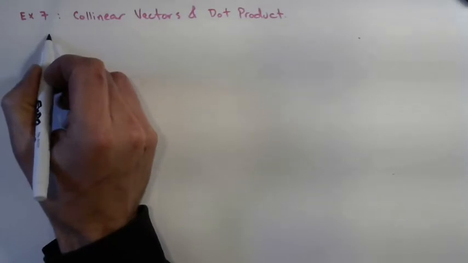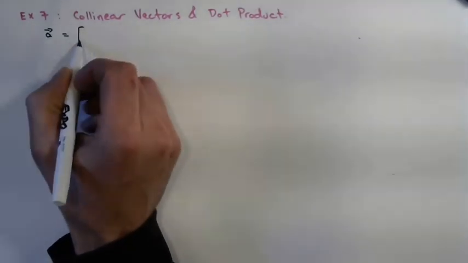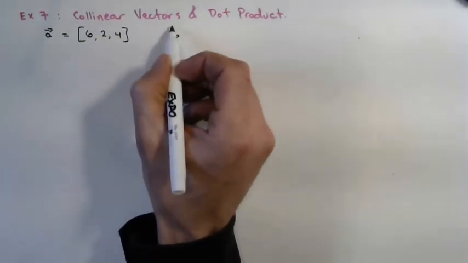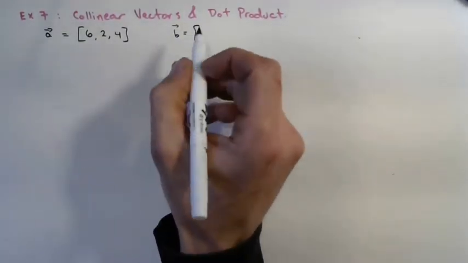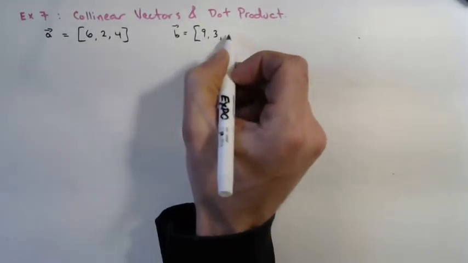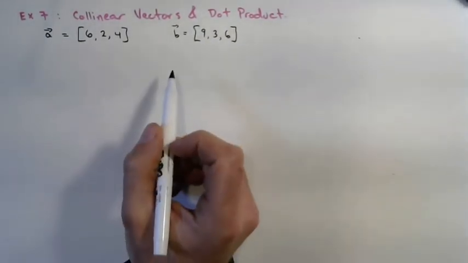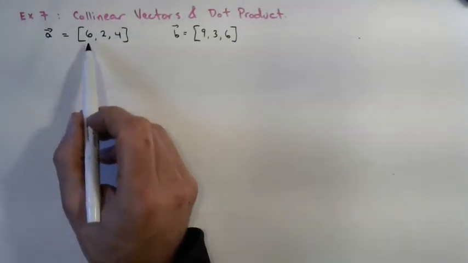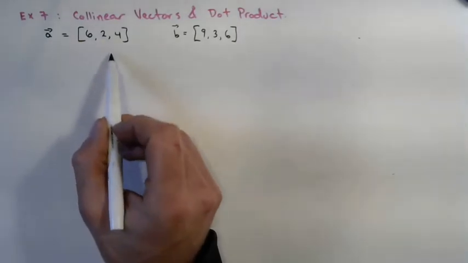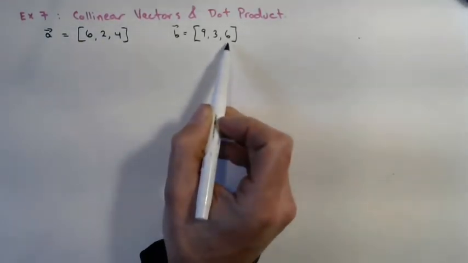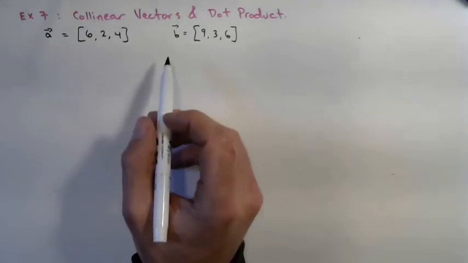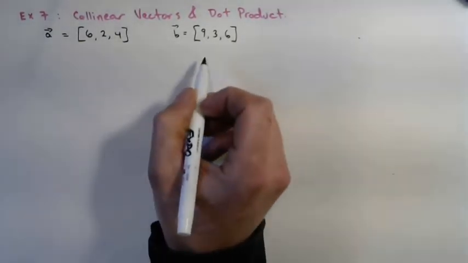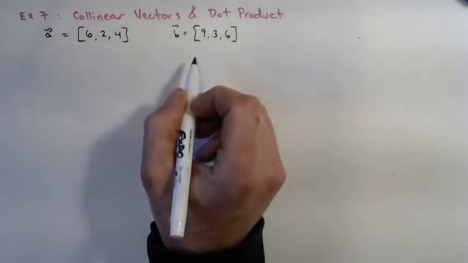So we're going to be given vector A, 6, 2, 4, and vector B, which is 9, 3, 6. We can just do a double check right here. If I take 6 and multiply it by 1.5, I get 9. 2 times 1.5 is 3. 4 times 1.5 is 6. So I can see right here that they are collinear. I need to determine whether or not these are collinear.